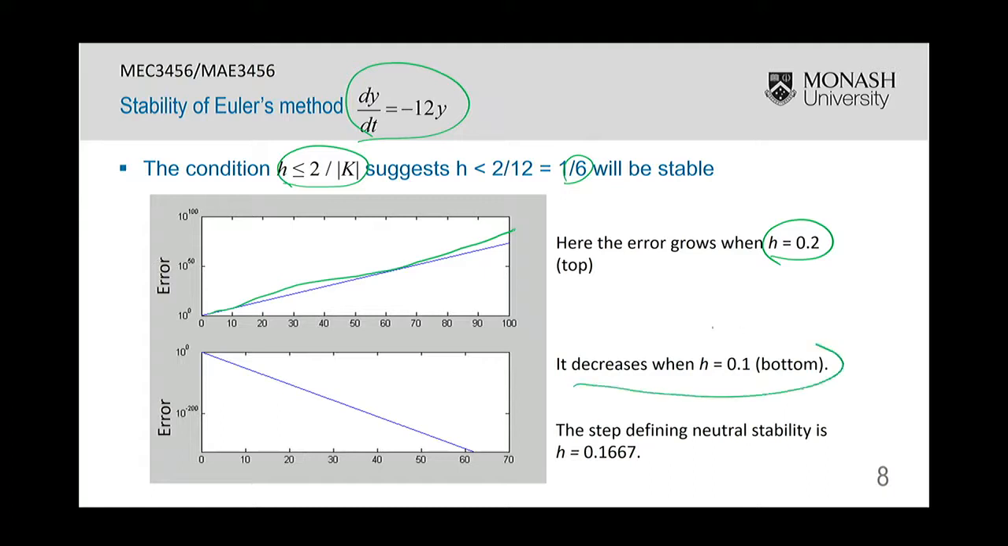However, if we choose a value that's less than 1/6, we can see that the error decays. And in actual fact, there'll be a point defined by h exactly equal to 1/6 where we have what's called neutral stability. In other words, the error doesn't get bigger, but it doesn't get smaller. Got to be very careful operating around that region.